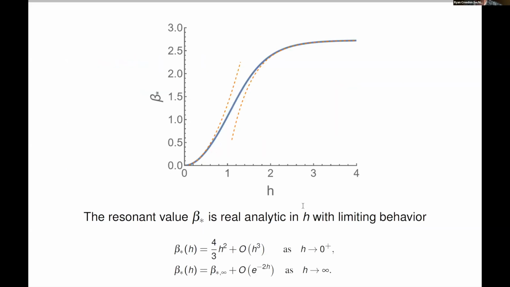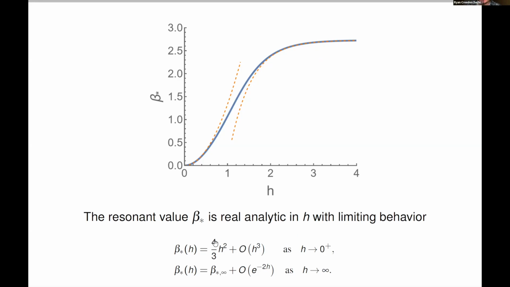Okay, so now what does this beta star look like as a function of h? Well, in general, I said it's a solution of some complicated transcendental function of h. But what we do know about this beta star is that it is real analytic in h. So you can do a Taylor series expansion along any point in this profile. And in particular, we know what the limiting behavior of this beta star of h looks like as h goes to 0 and as h goes to infinity.